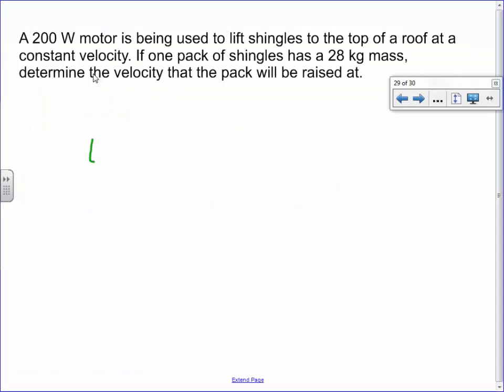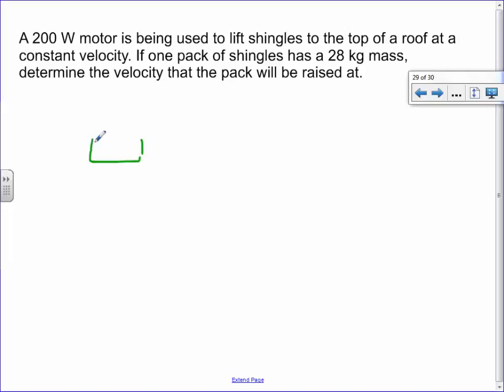Okay, back to this one. So, in terms of this one here, what we're looking to do is you've got these shingles that are 28 kilograms, and we're going to be pulling them upwards with a motor. I imagine some sort of winch that's pulling them upwards at a constant speed. It's going to be applying some sort of applied force.